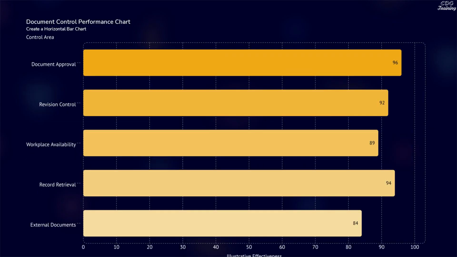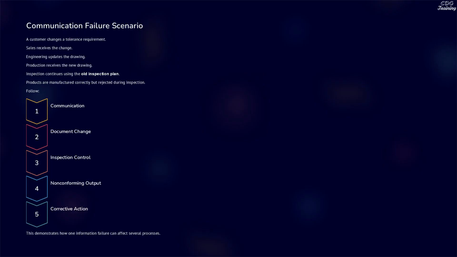A performance chart illustrates the effectiveness of document control areas, highlighting strengths and areas for improvement. A communication failure scenario demonstrates how a lack of information control can affect several processes, leading to non-conforming outputs.